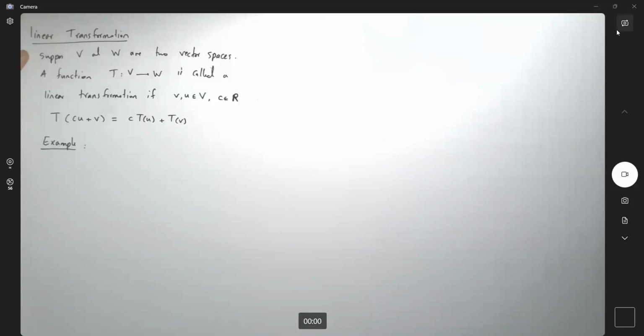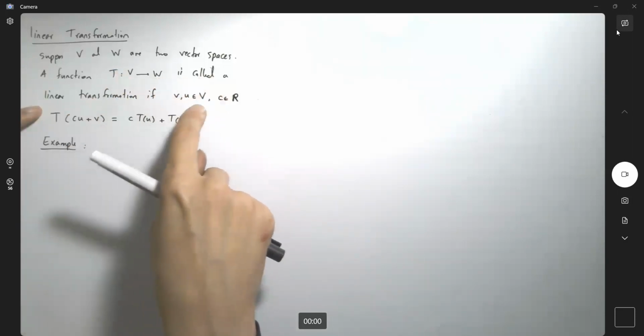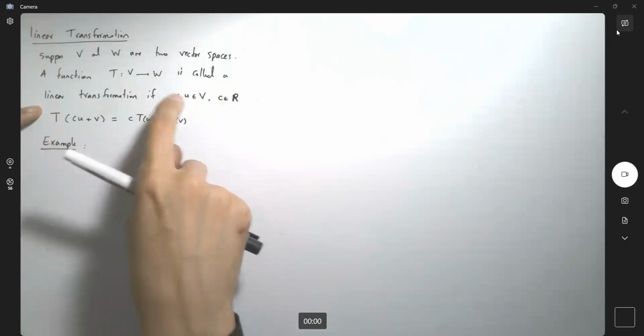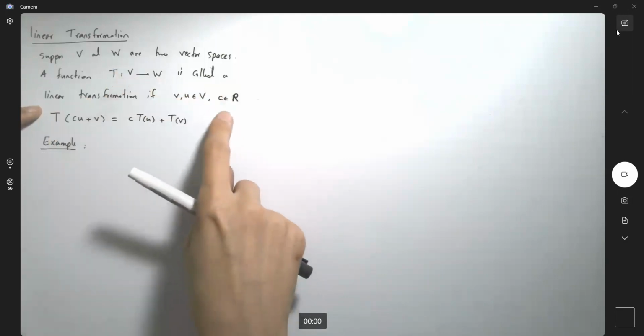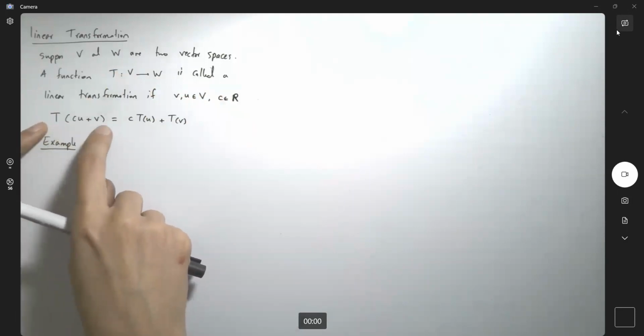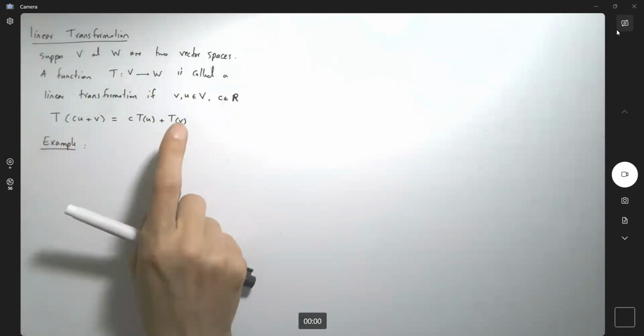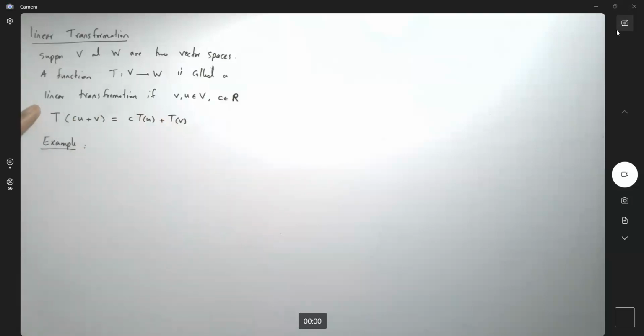Now let's talk about linear transformations. Suppose you have two vector spaces, V and W. A function that maps V to W is called a linear transformation if for any two vectors u and v in the domain and any scalar c, T(cu + v) is equal to cT(u) + T(v). So as long as you have a function that satisfies this relation, you'll call it a linear transformation.